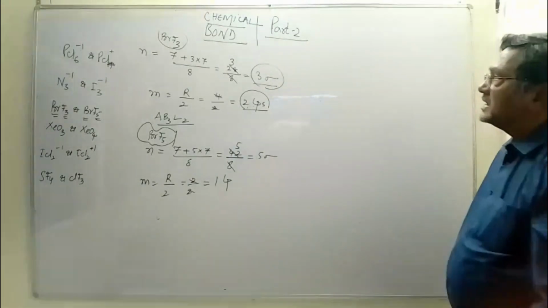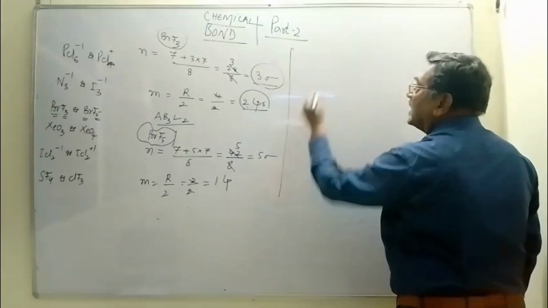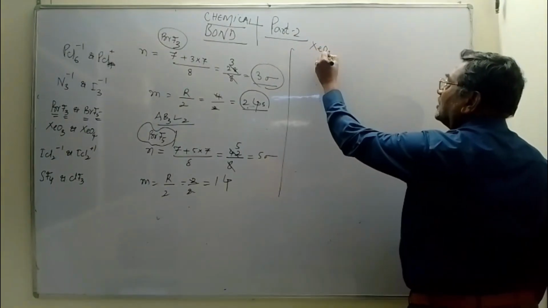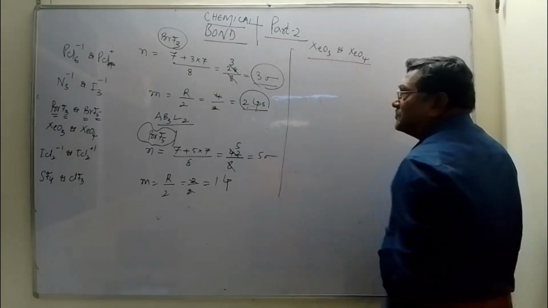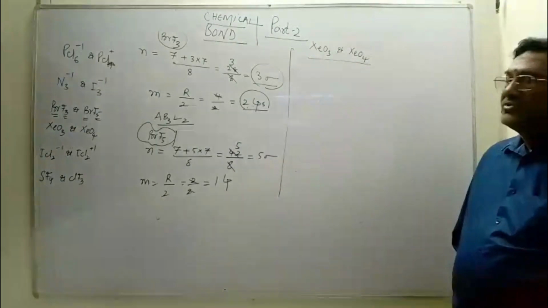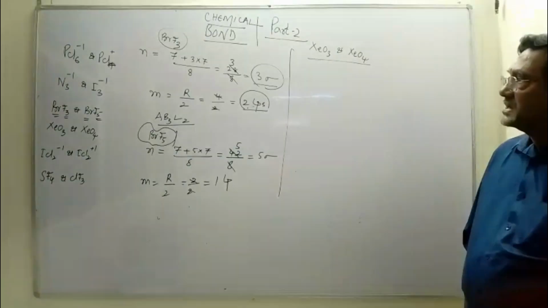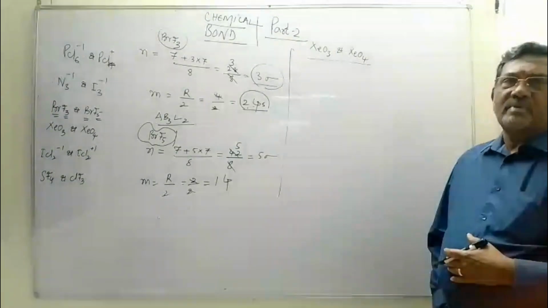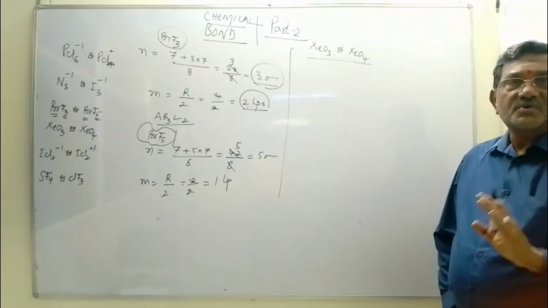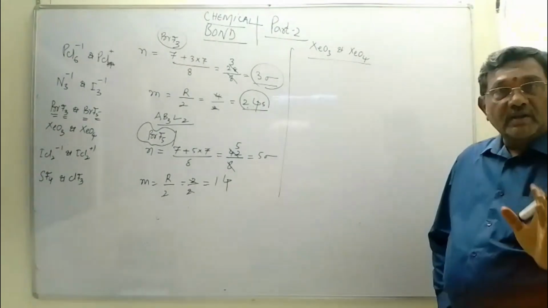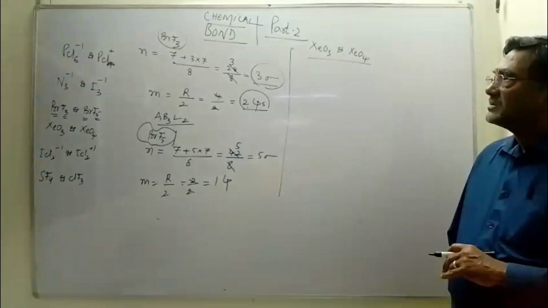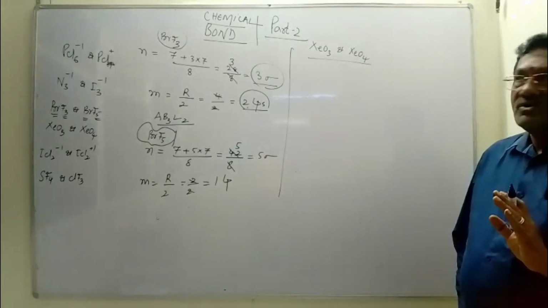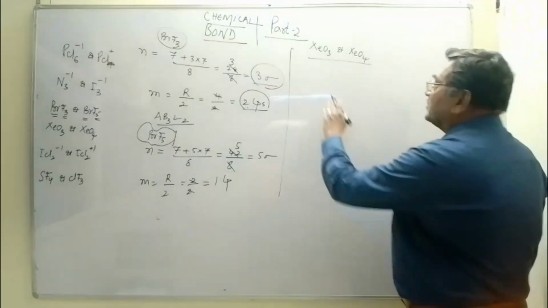Let's go for another example. Xenon trioxide. After that, children, we will find out its shape and its hybridization. Hybridization is nothing but geometry, and shape is absolutely based on bonded atoms as well as lone pairs of electrons. In fact, it is based on lone pairs of electrons.